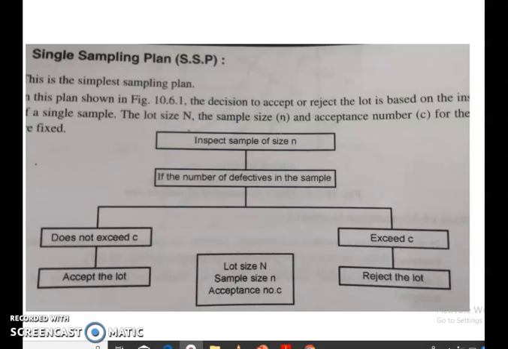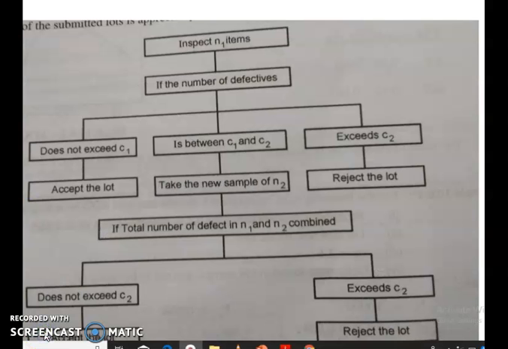Now we have to discuss the next one, the double sampling plan. This is the diagram for the double sampling plan. In this, we first take a sample of size small n1 items. Then we inspect it. If the number exceeds the acceptance limit, then we reject it. If it does not exceed the acceptance limit, then we accept the lot.